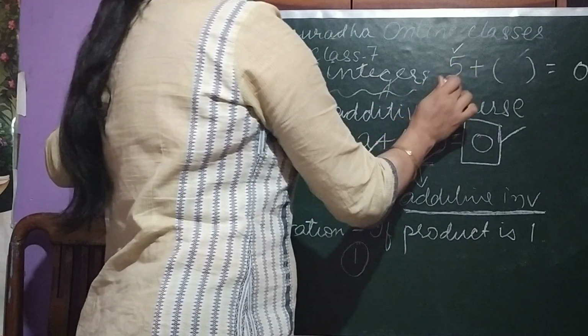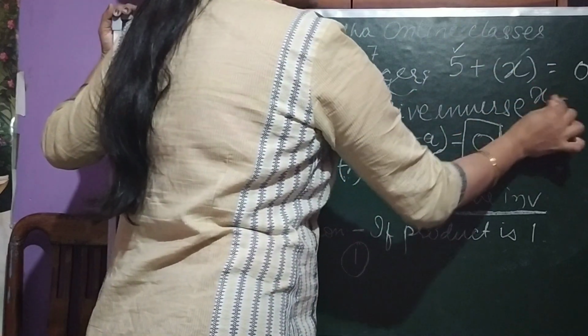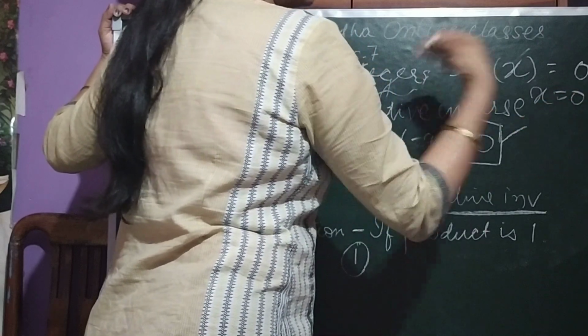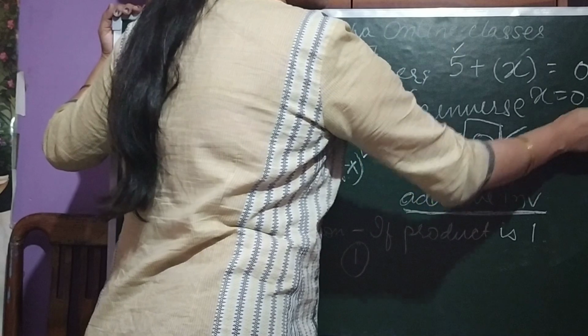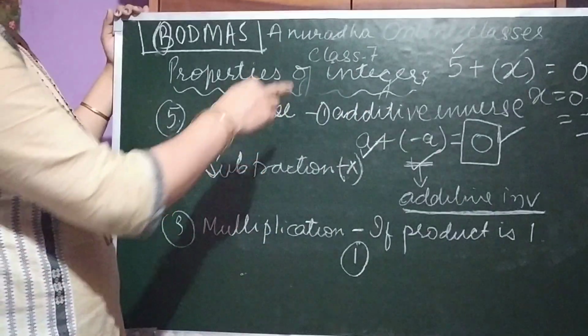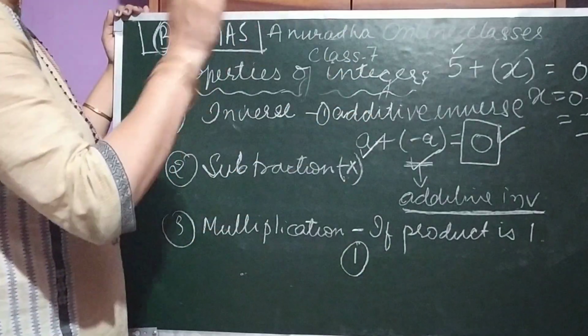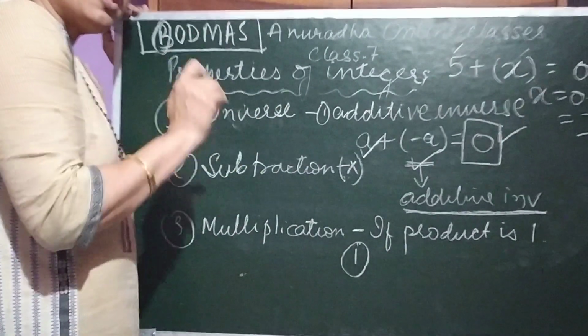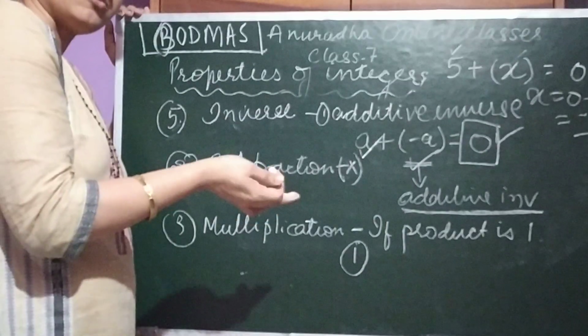See, 5 plus what? Suppose that it is x. So 5 plus x is equal to 0. The 5 will go to that side, then x is minus 5. So the additive inverse of 5 is minus 5. So what we have seen here? The additive inverse of a positive integer is negative and of a negative integer is positive, right?